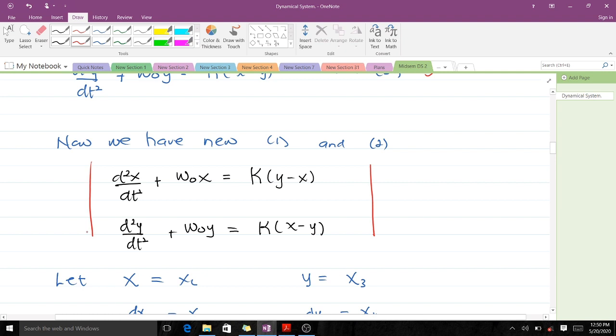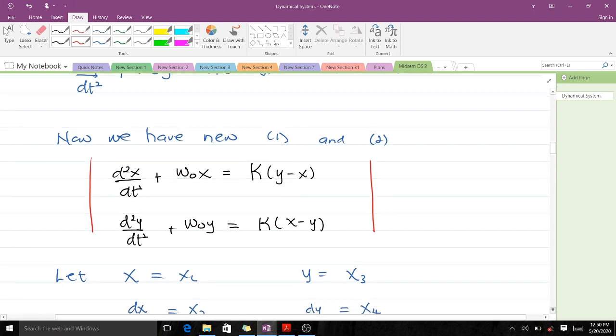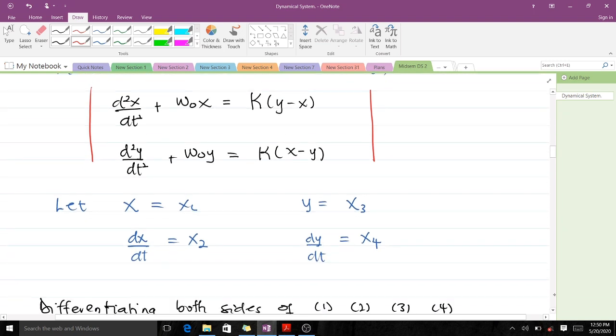The next thing for us to do is to reduce this system of second order ordinary differential equations into a system of first order ordinary differential equations. To do that, we have to let certain things be something. So we let x to be equal to x1. Then as a result, dx/dt will be equal to x2. And we end at x2 because it's a second order ordinary differential equation.